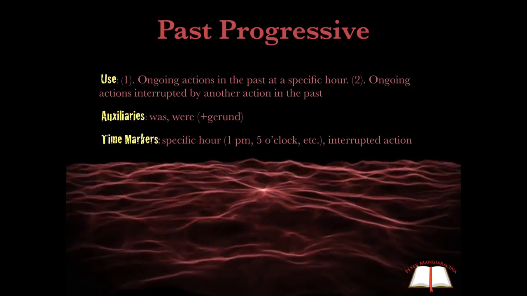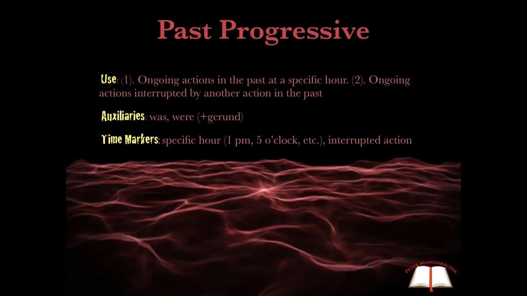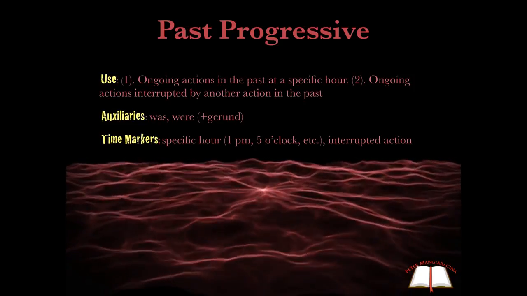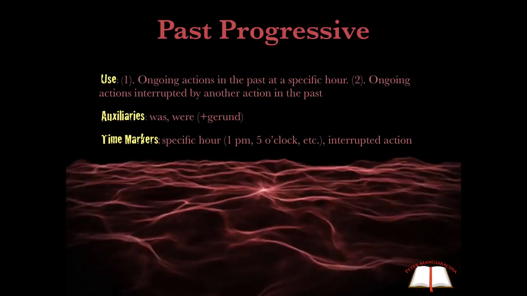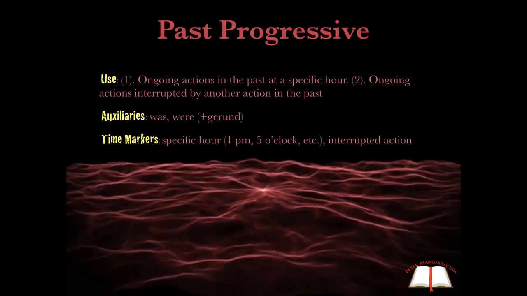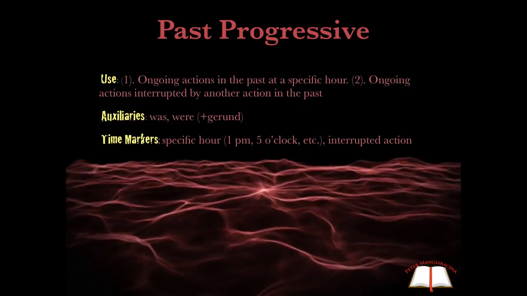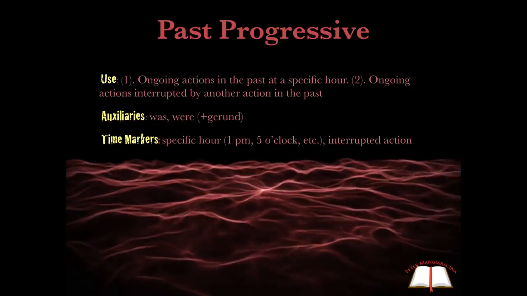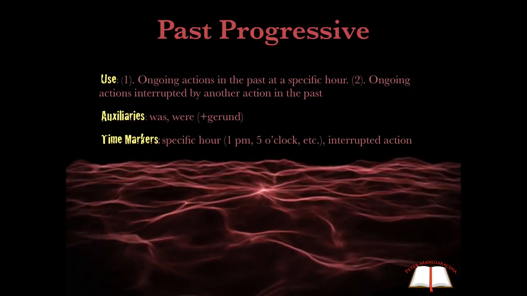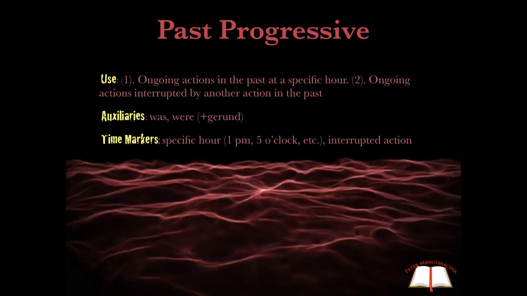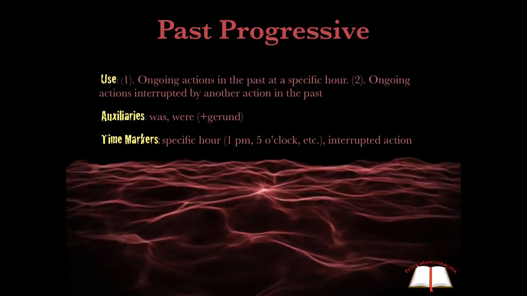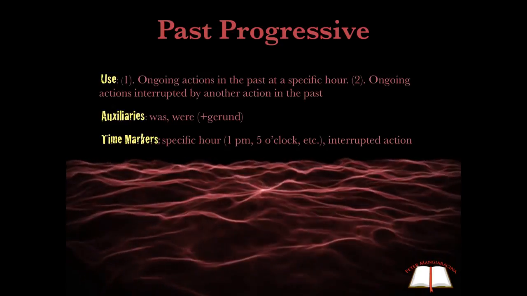So, I was watching television at 6 o'clock last night. I was walking on the beach on Sunday at 2 p.m. Right? This is a common use of the past progressive. But if you don't use the time, it's just better to use the past tense. For example, I was walking on the beach at 2 p.m. yesterday. I walked on the beach yesterday. You don't need the past progressive if you don't give the hour.